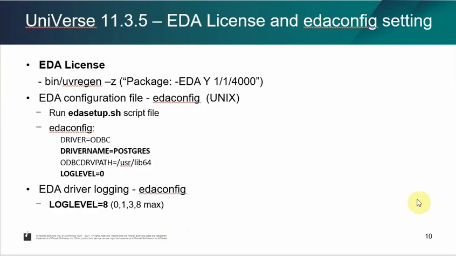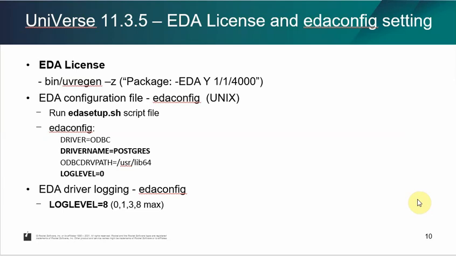So after the SSL environment is already set up and running on your system, the next step is EDA. EDA requires a license, so you can run UV region minus Z option to verify your license. If you don't have it, you can request a temporary license, or you can purchase the EDA license. For the EDA config file in Unix, you enter the UV home directory. On Linux, you can run the EDA setup.sh script, which will require a couple of inputs.